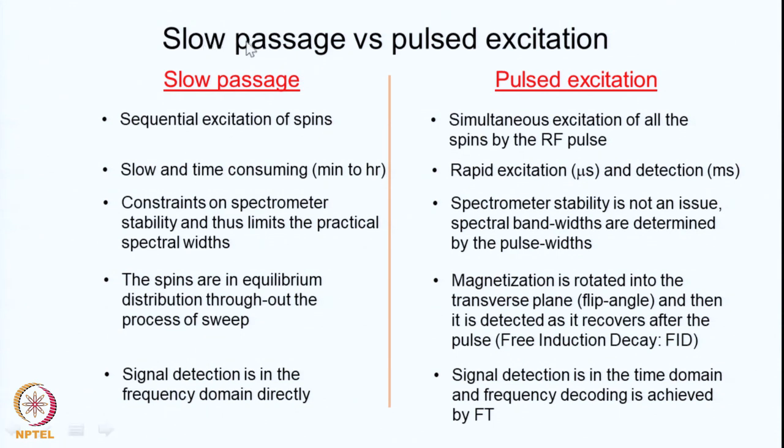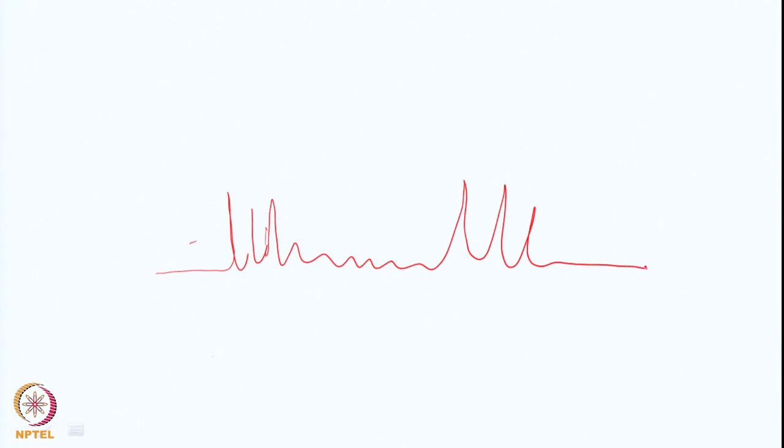To give a recap of what this means, let us just have a look at the NMR spectrum once more. You have an NMR spectrum which looks generally like this, with lots of signals at various places in the NMR spectrum. Now, we said in the slow passage experiment, one has to satisfy the resonance condition for each one of these. When the resonance condition is satisfied for this peak, you will see an absorption signal there. When it is satisfied for this peak, you will see the absorption signal there, and so on and so forth.